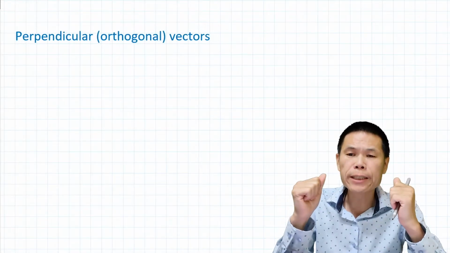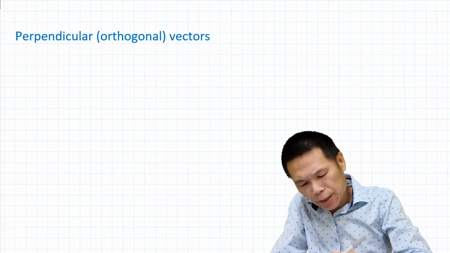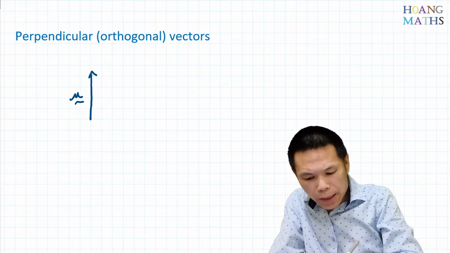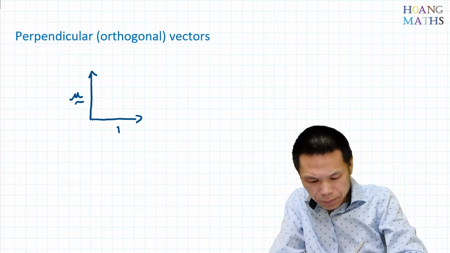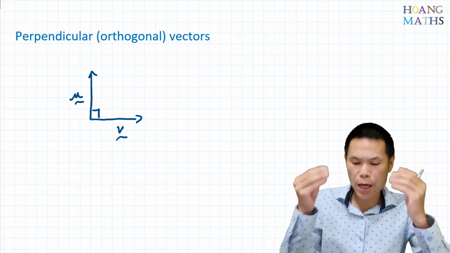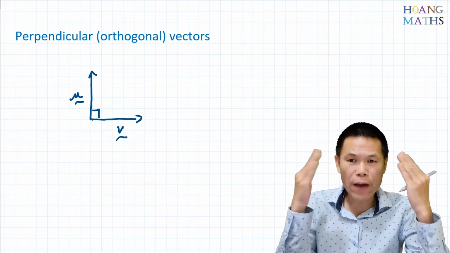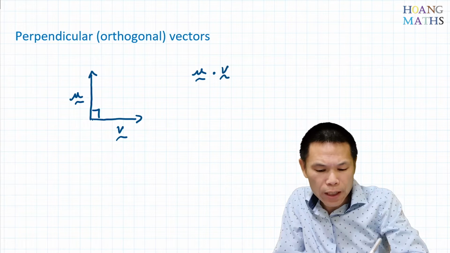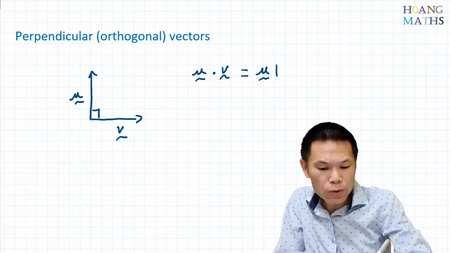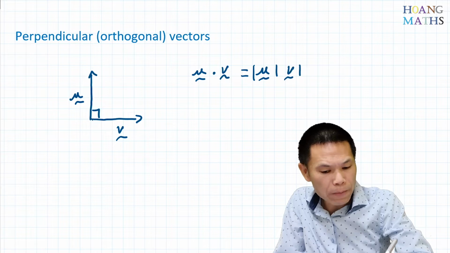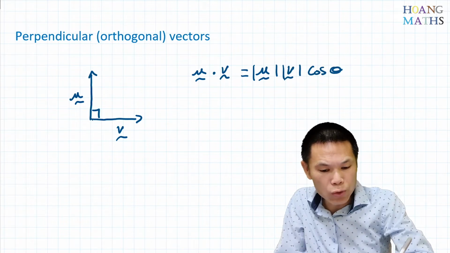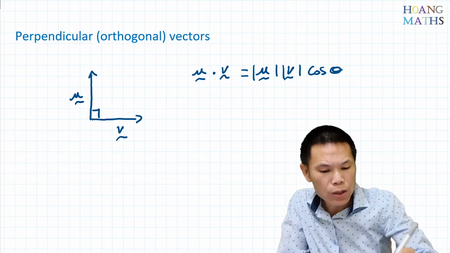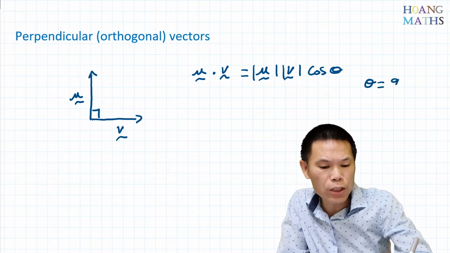Let's say we have two vectors that are perpendicular to each other. So let's say we have vector u here, and this is vector v. So they're perpendicular to each other. And we know that vector u dot vector v, let me just write this down, is equal to the magnitude of u times the magnitude of v and cos of the angle in between the two vectors. And we know that vector u and vector v are perpendicular to each other, so therefore theta is equal to 90 degrees.